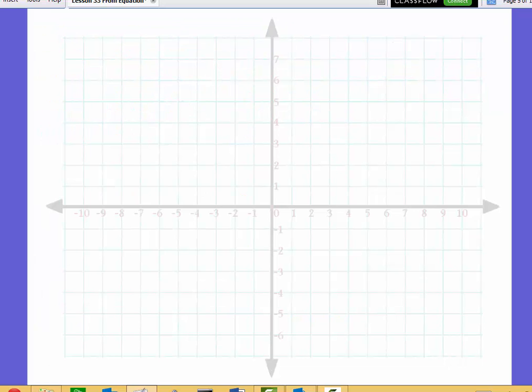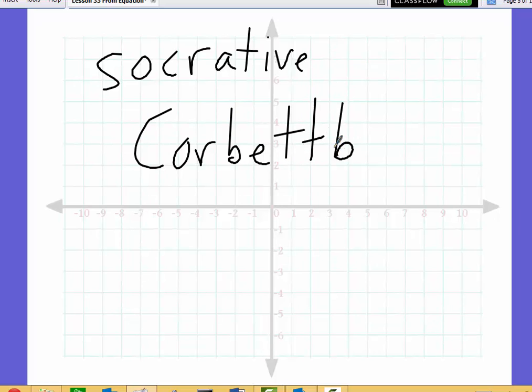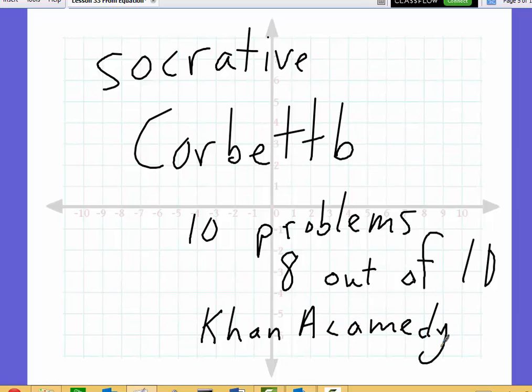All right, what you guys are going to do is log on to Socrative. Your room number again is Corbett 6. There's going to be 10 problems. If you answer 8 out of 10, then you may go to Khan Academy and work on that extra credit. If you cannot get 8 out of 10, then you're going to watch the video again and then go to Socrative again and take the test again. And hopefully you'll get 8 out of 10 this time.